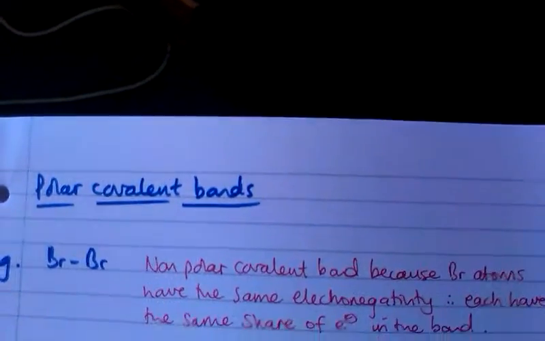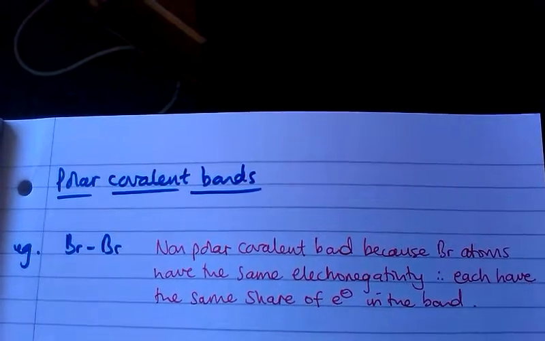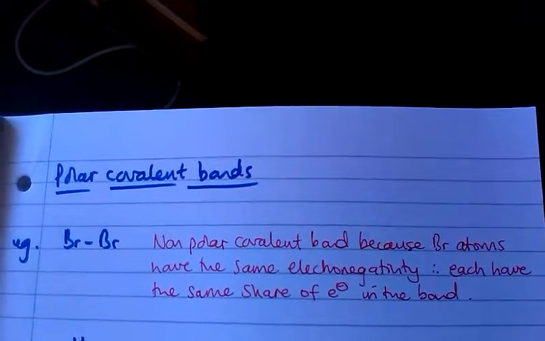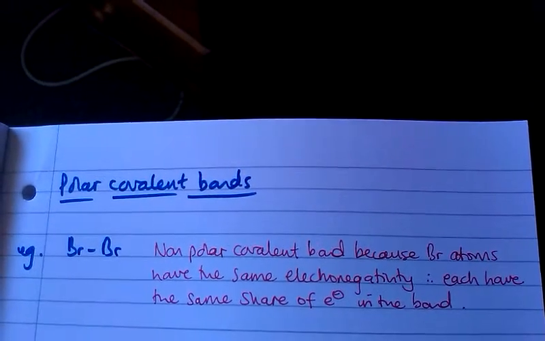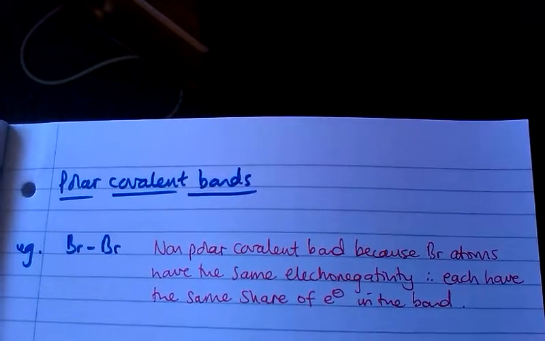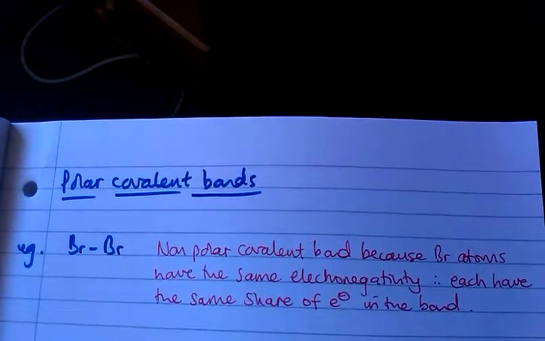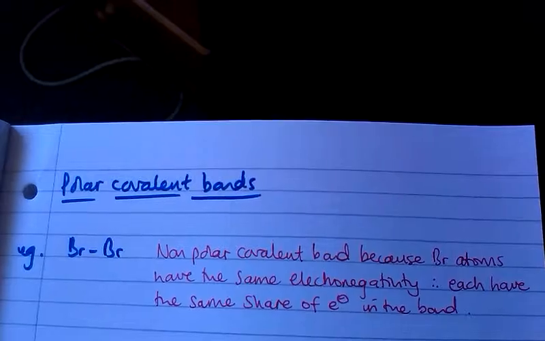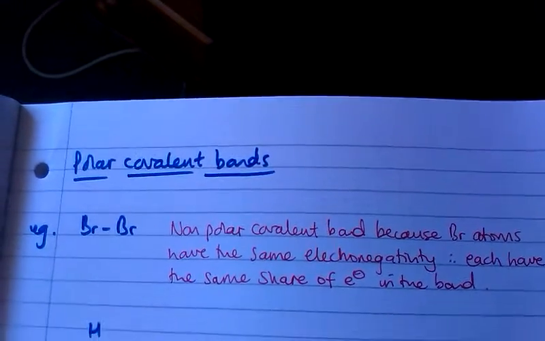Okay, moving on to polar covalent bonds. For example, if we had the molecule diatomic bromine, the bromine-bromine bond is non-polar because the bromine atoms have the same electronegativity, so each atom has the same share of the electrons in the bond.